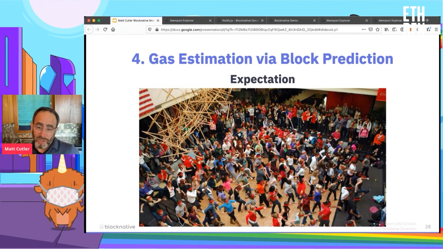But basically, the expectation of the mempool is kind of like a flash mob. Like, we're all going to bring our nodes together. You're going to put your transaction in. We're all going to coordinate together. And guess what? We're all going to have a good time.